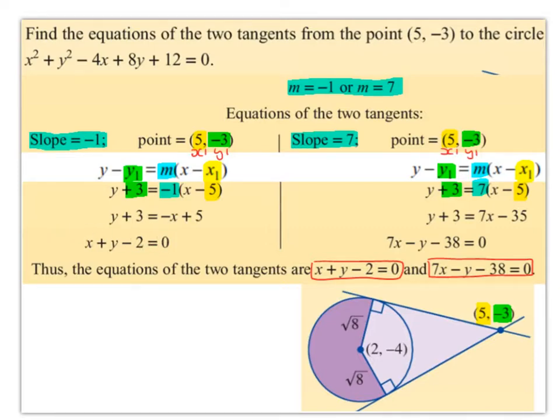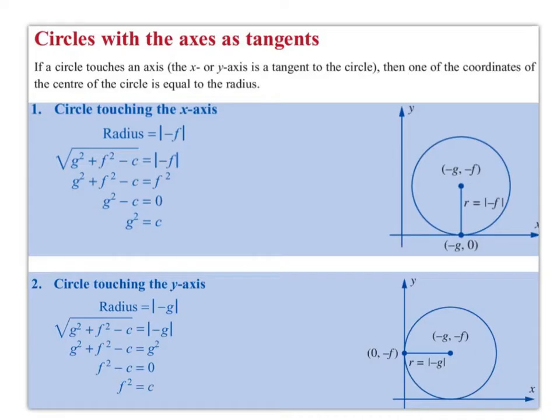We do the same thing then with the slope of 7, and the same point, 5, minus 3. That's that exterior point. Substitute into the formula, and we get 7x minus y minus 38 is equal to 0. Thus, the equations of the two tangents are x plus y minus 2 is equal to 0, and 7x minus y minus 38 is equal to 0. So that's the equations of our two tangents.